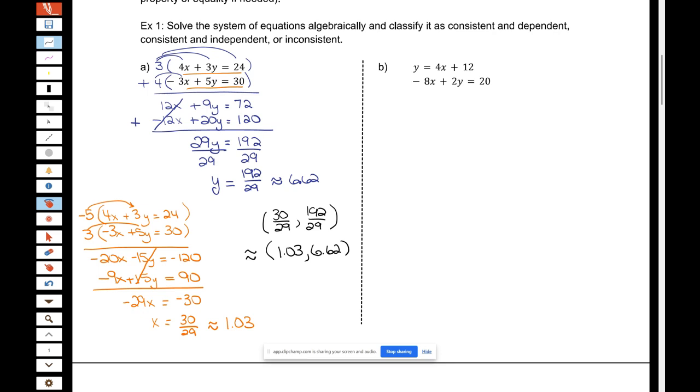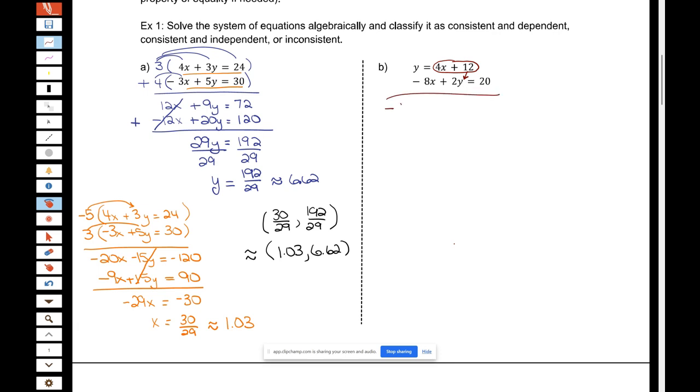So there's an example with the elimination method. Now let's do an example with the substitution method. That's where you look for a variable that's already isolated, circle what it equals, and plug it in for that variable in the other equation so that you can solve.